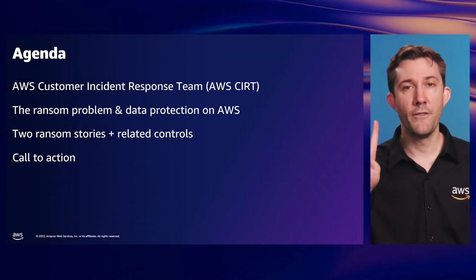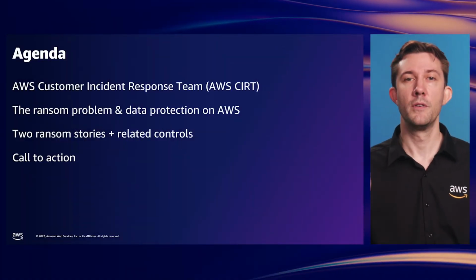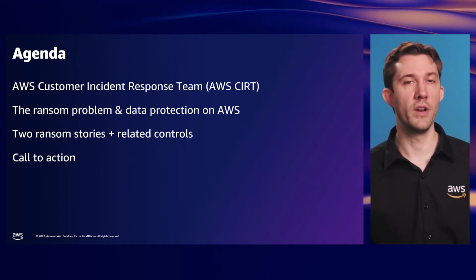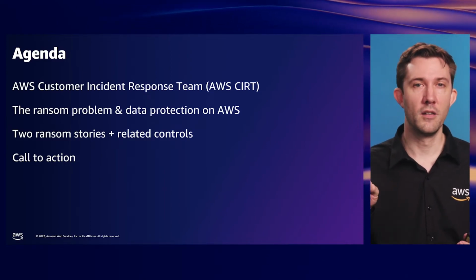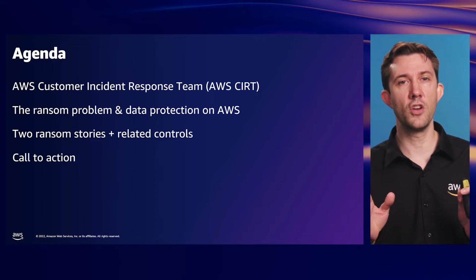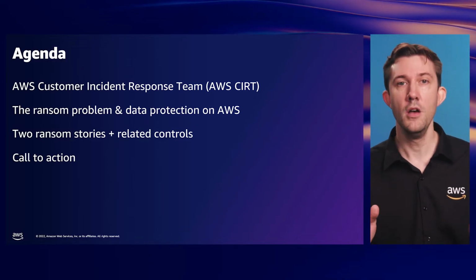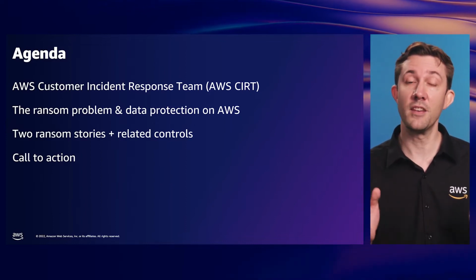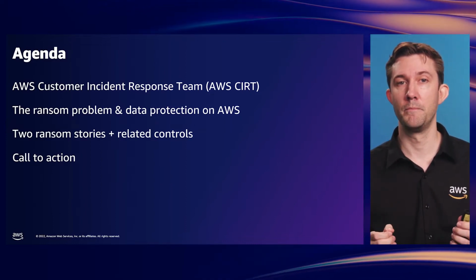Now, before I jump into what AWS CIRT is, let's have a look at what we're going to cover today. We have four main parts to our agenda. First, I'm going to talk about what AWS CIRT is and what we do. Second, I want to set the scene, both in terms of what the ransom problem is, but also why customers should care about data protection, and some of the ways that AWS can help.